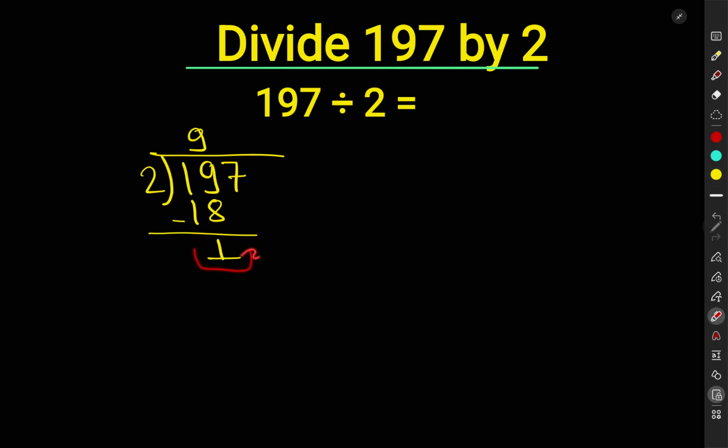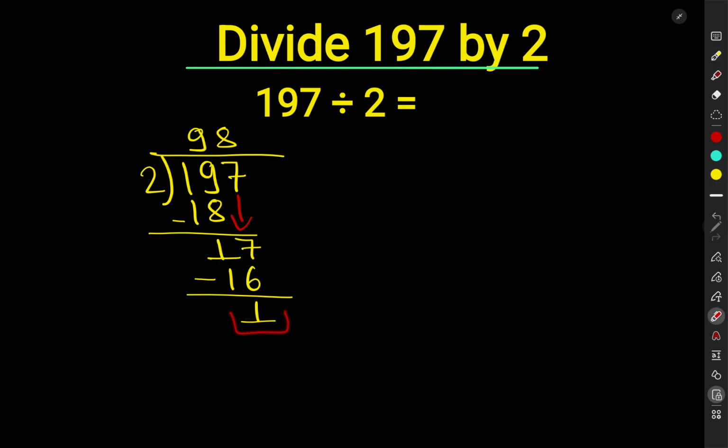So now this 1 is less than 2. So we put down the number beside this, 7. So now it became 17 and 2 times 8 means 16. On subtracting we got 1.